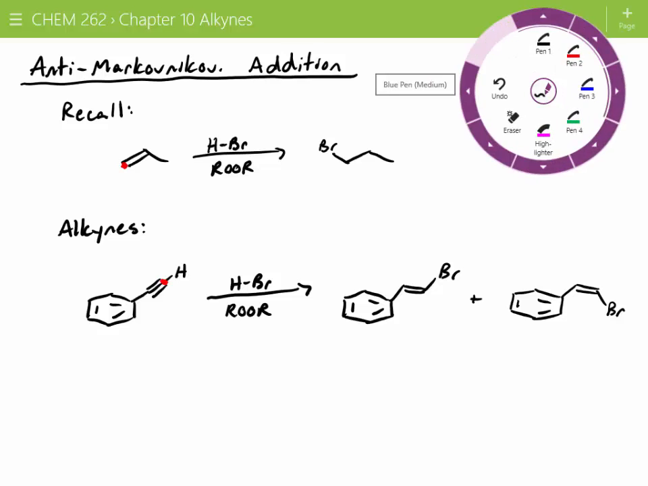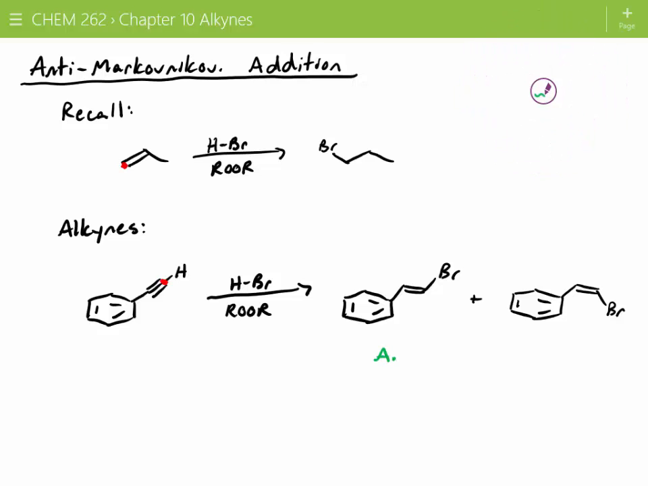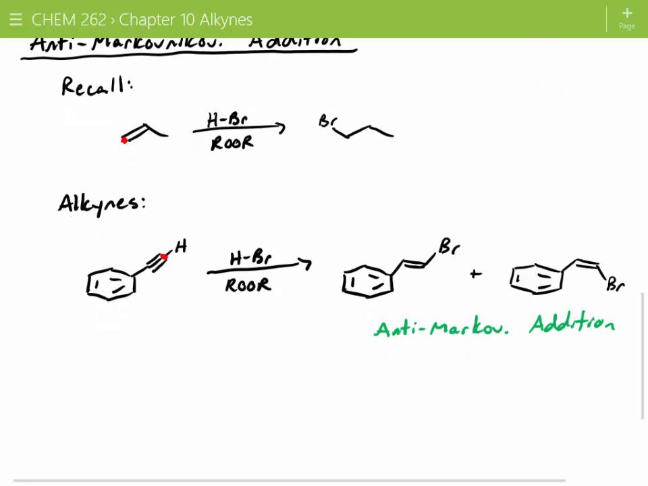In either case, it's important to remember that it's an anti-Markovnikov addition, meaning that we're adding that halogen to the less substituted side of our alkyne. And at this point, we can stop at the double bond, or we can add in more hydrobromic acid and push it even further and get another dihalide. But same rules apply as with chapter 9. We can favor the anti-Markovnikov addition through the addition of peroxides.